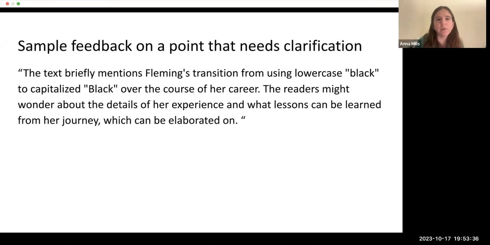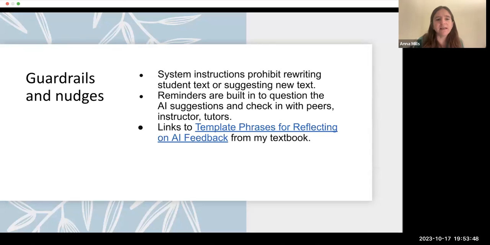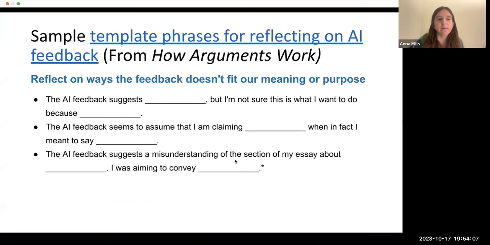So this was just a sample. I thought it made a good suggestion about what could be clarified and why, with specific references to the student text. And again, it nudges, it links to a set of template phrases for reflecting on AI feedback, just to boost student confidence and nudge students to see where it gets things wrong, and to help clarify their own purpose in that process. So phrases like these.